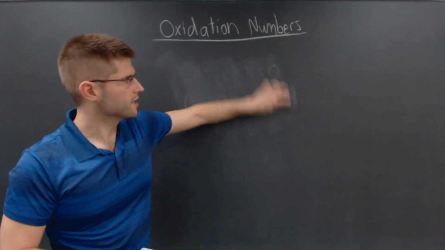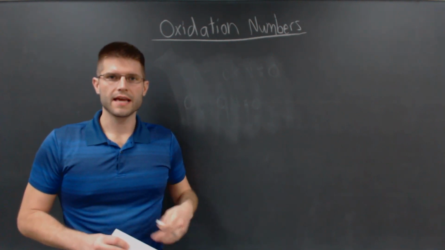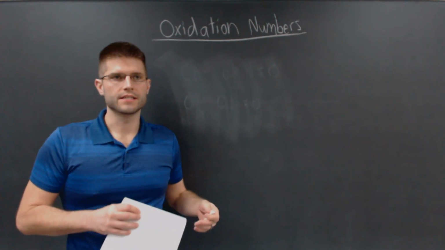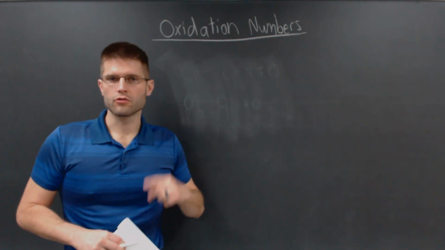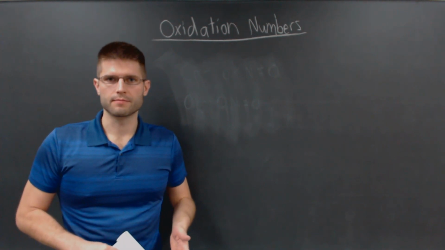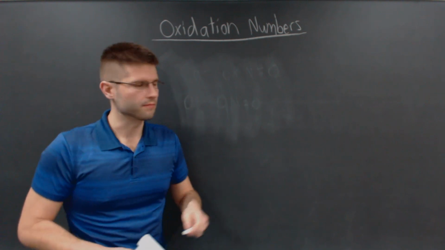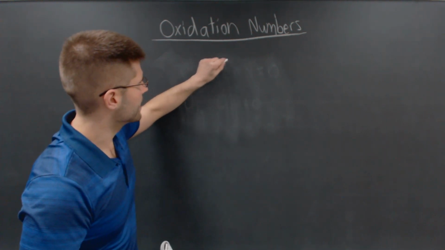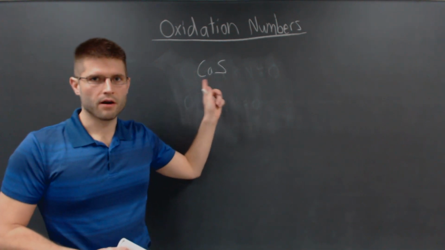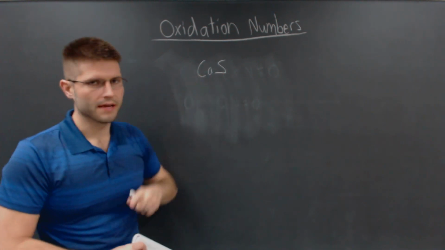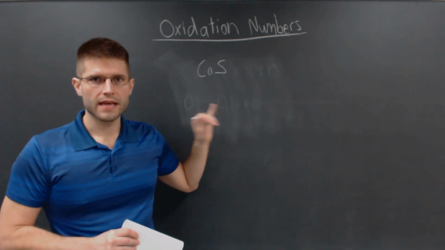Another rule is that the oxidation number of monatomic ions will be equal to the charge of that ion. So what in the world does that mean? We've come across the word monatomic before. All that means is a single type of element. So if I have CaS, calcium sulfide, we know that this is an ionic bond. There's a nonmetal and there's a metal, and so this is an ionic bond, which means the calcium actually has a 2+.